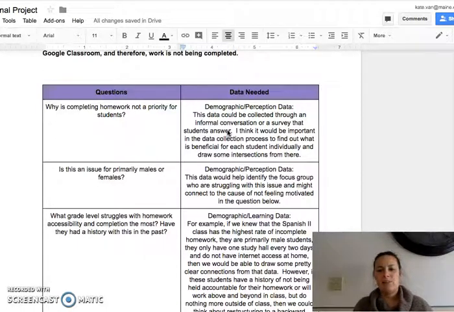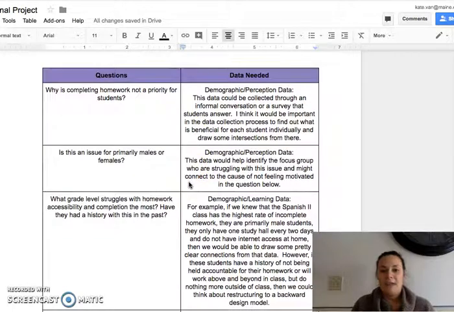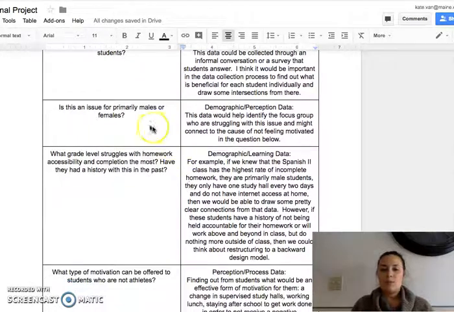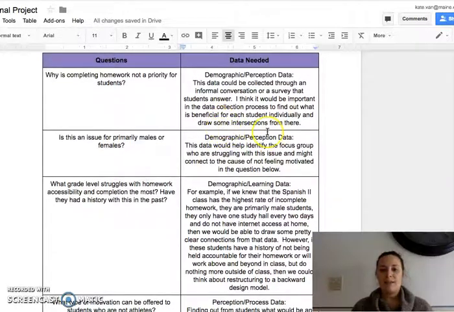Like, why wouldn't you find this important? Or why are you not going to Google Classroom to check? So that was question number 1. And then the second question here is it comes back to the gender piece. Is it an issue primarily for males or females? So again, it's a demographic and perception piece.